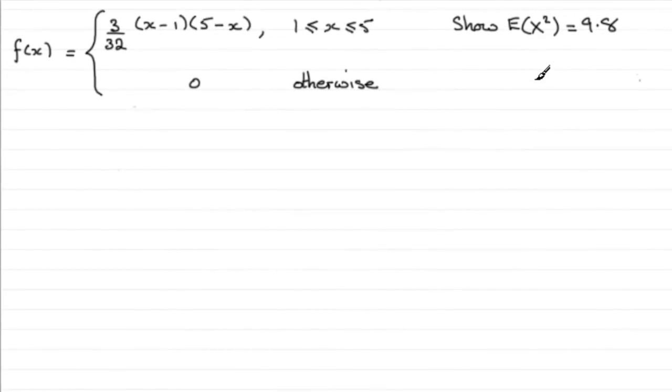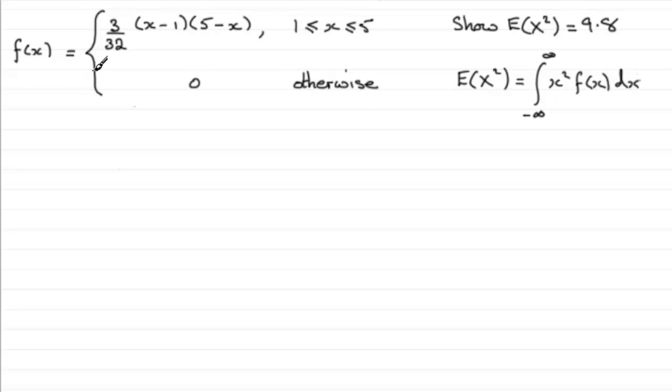Now for this part, we've got to show that E(X²) equals 9.8 for this probability density function. To do this, you've got to be familiar with the formula that E(X²) equals the integral from the lower limit to the upper limit of your distribution. We tend to write this as going from minus infinity to infinity of x² multiplied by f(x) dx.